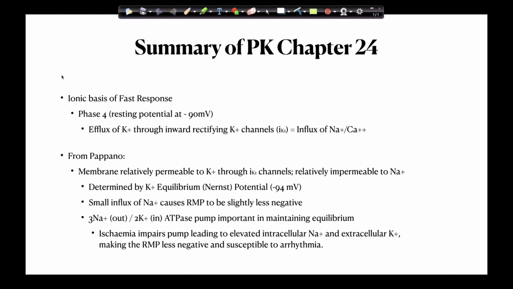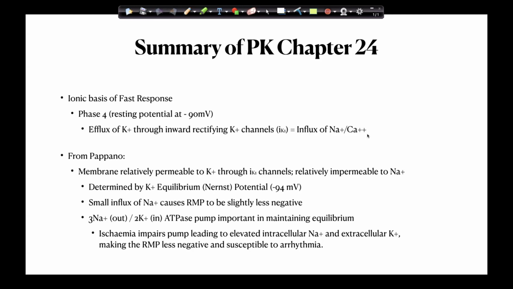All right. So then we're going to move on to the ionic basis of the fast response. So we've got phase 4, and there is a true resting membrane potential at minus 90 millivolts. And that is caused by the efflux of potassium through the inward rectifying potassium channels. So this is another potassium channel that we need to know, and that's labeled as IK1.